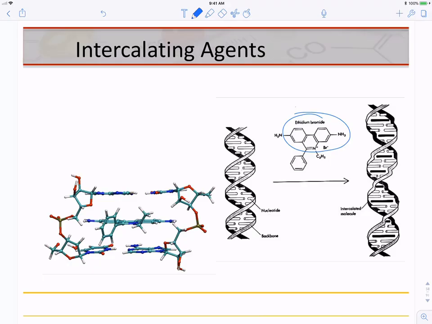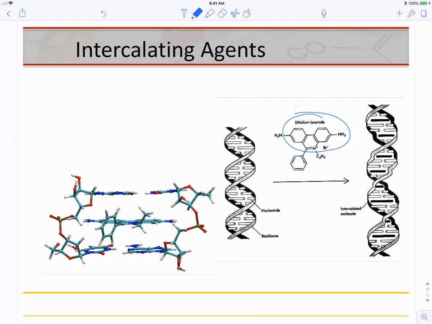This ethidium bromide is actually not an anti-cancer drug. It's a dye that is used, for example, in molecular biology because it colors the DNA fluorescent very brightly. And so we use that in the lab when we are doing molecular biology experiments and we want to visualize DNA, for example, during cloning. In general, these intercalating agents are also very dangerous and they can cause cancer.